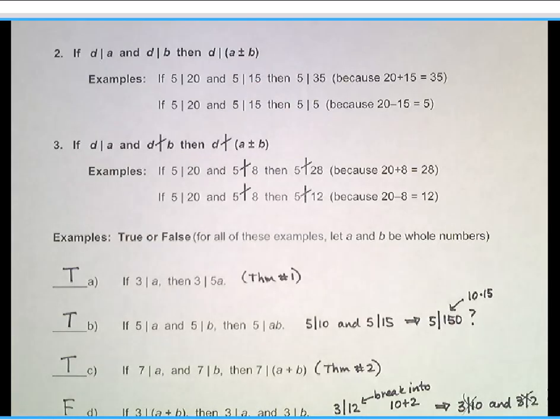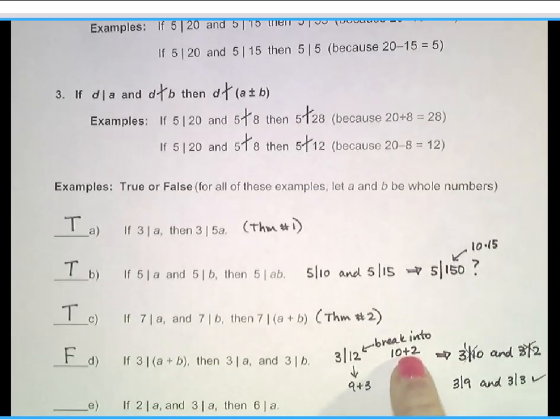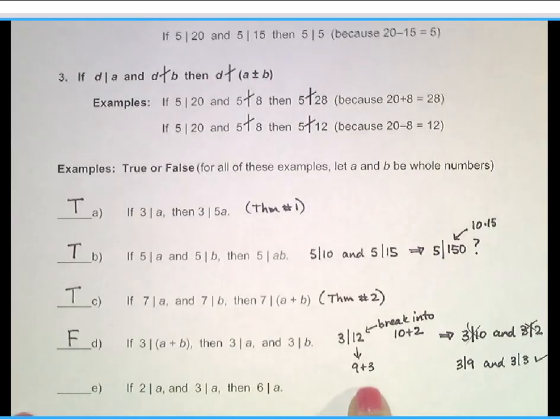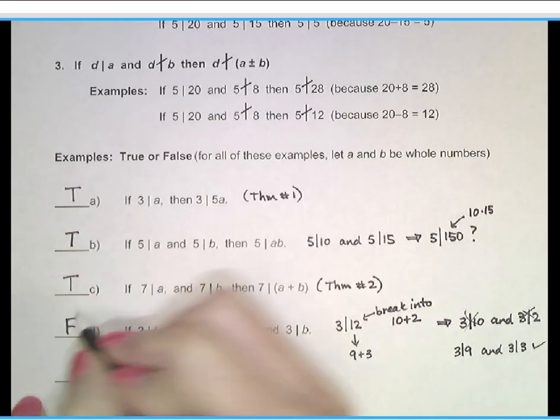If you said that 12 was, say, 9 plus 3, and then you said, okay, 3 divides 9 and 3 divides 3, if that was the example that you chose, you would think it was true. But we have to find a counterexample. We have to find an example that shows that it's not true. Here's the 9 plus 3. That one works if you break 12 up that way. But if you break it up into 10 and 2, it doesn't work. So overall, the statement would be false.